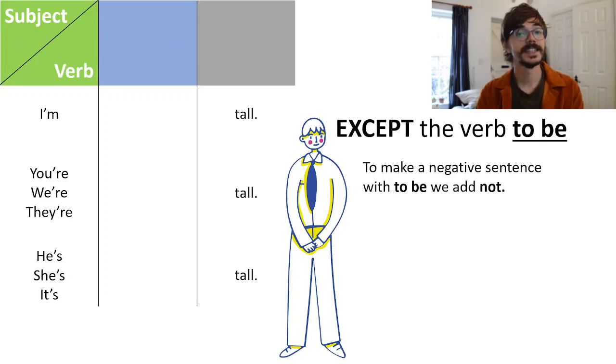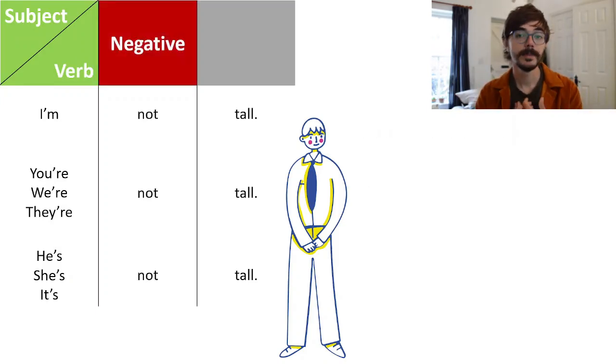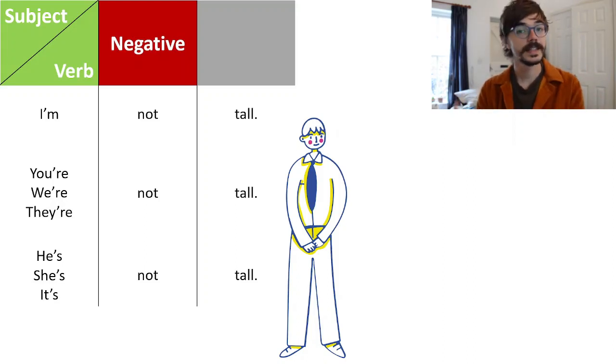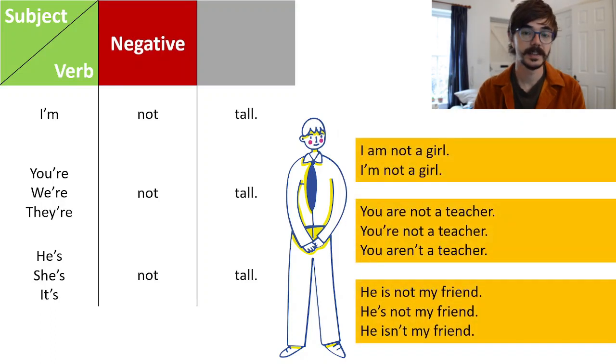Now to make a sentence negative with to be, we use the word not. And we don't add do. For example, I'm not tall. You're not tall. We're not tall. They're not tall. He's not tall. Or she's not tall.